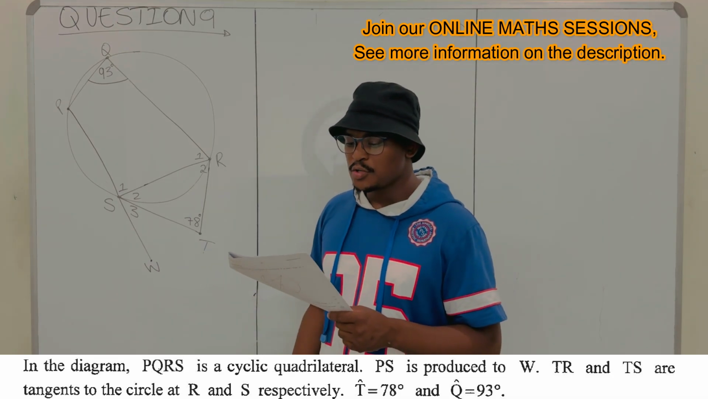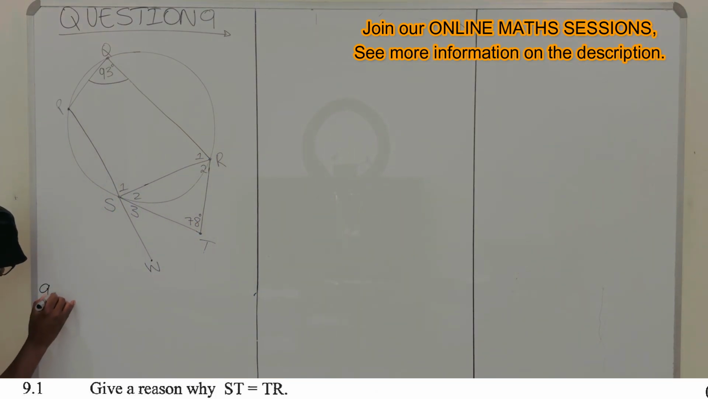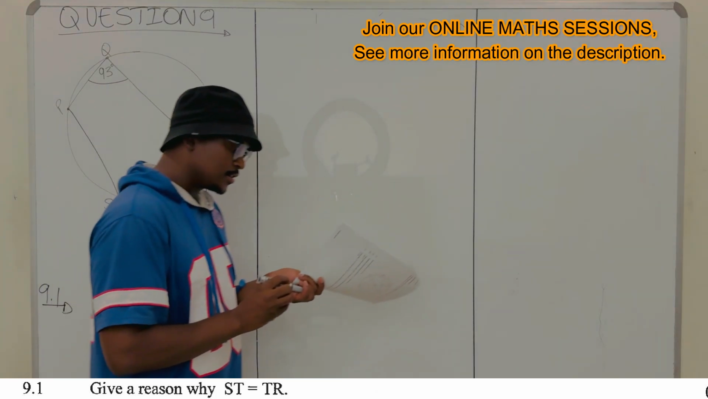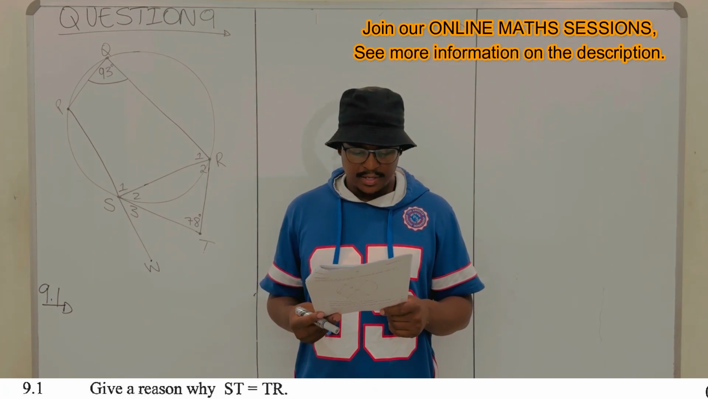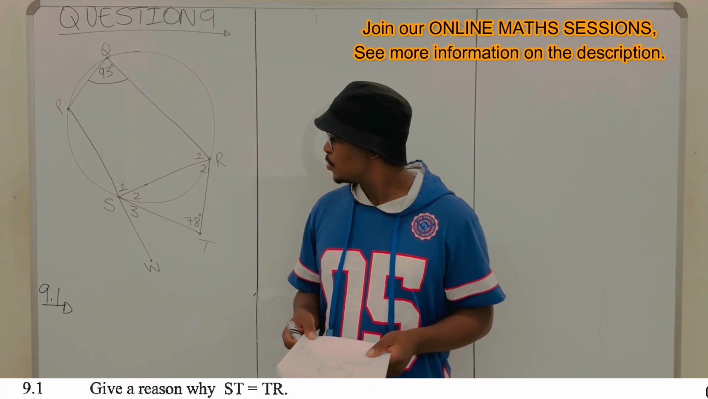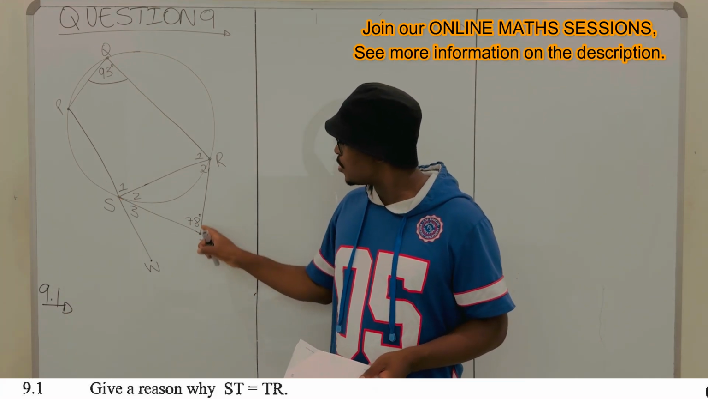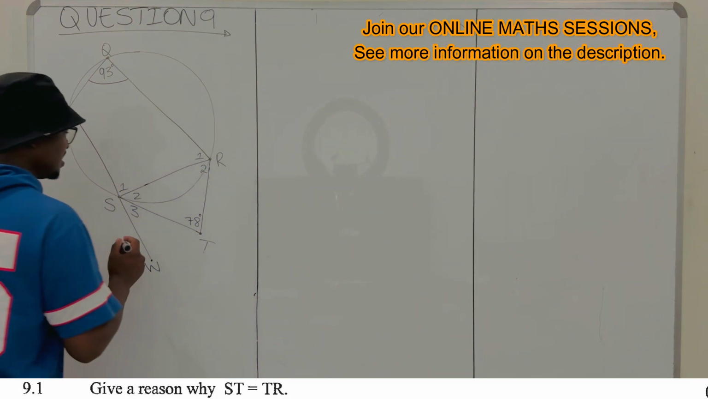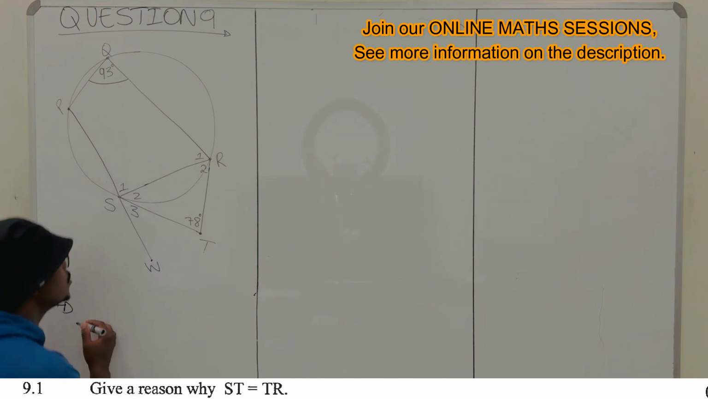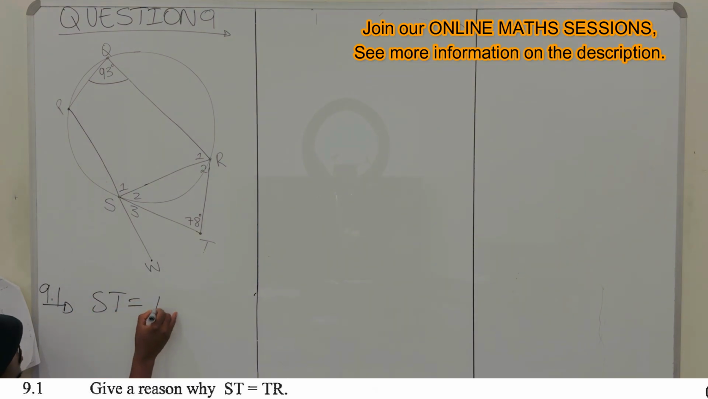Fine. So at 9.1, what are they saying at 9.1? They are saying, give a reason why ST is equal to TR. So they want us to give a reason why ST, which is this length over here, is equal to TR, which is this length over here. They want a reason for this.